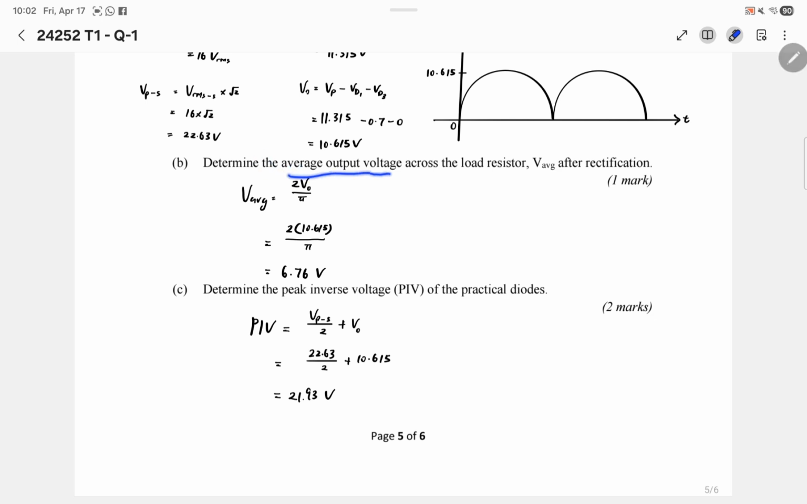Then we need to determine the average output voltage. Using the formula, V average is 2 V0 over pi. We substitute the values, and we get 6.76 volt. And then for the peak inverse voltage, PIV is the V secondary peak over 2 plus V0. We substitute the values, and we get that the PIV is 31.93.